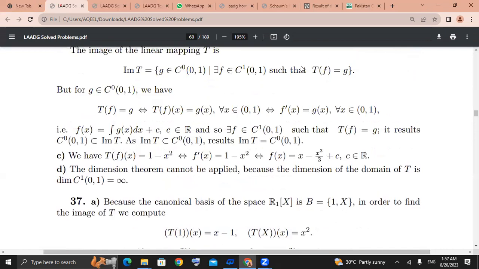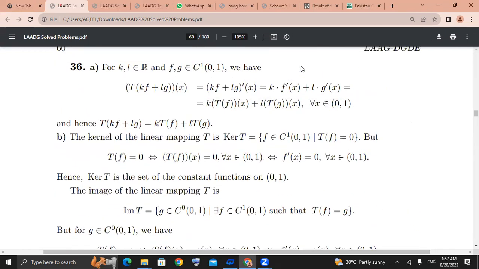Now, as I told you, we are in question 36. First, we check the property of T of f. We replace f by kf plus lg, and then we separate the f prime and g prime terms. K is common, so we get k times T of f, plus l times T of g. So linearity is satisfied.